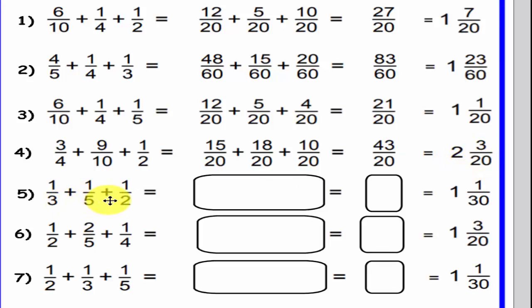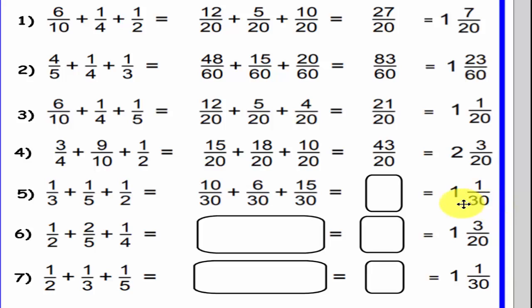Let's look at number 5. Okay, add up 1/3, 1/5, 1/2, and your common denominator as prescribed is 30. Right? You know, divide 3 into 30, right? Goes 10 times. 5 goes into 30, goes 6 times, and 2 goes into 30 15 times. Add those up, and you end up with 31 over 30, so 1 and 1/30th.